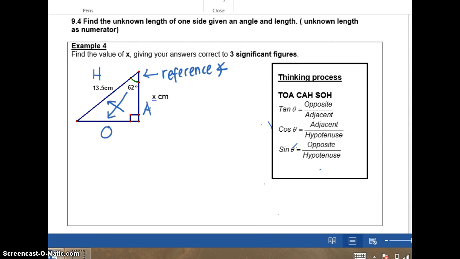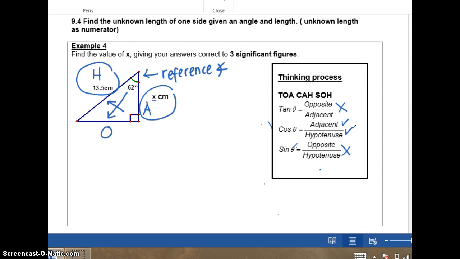Once we have established this, we will now decide whether to use tangent, cosine, or sine to help us solve for x. Since we are trying to solve for x centimeters, and we are only given the hypotenuse as 13.5 centimeters, we can only play with adjacent and hypotenuse. Now look, tangent theta involves opposite and adjacent, and we don't have opposite, so tangent is out. Same for sine, as we don't have opposite. That leaves us with cosine, as we only have adjacent and hypotenuse.